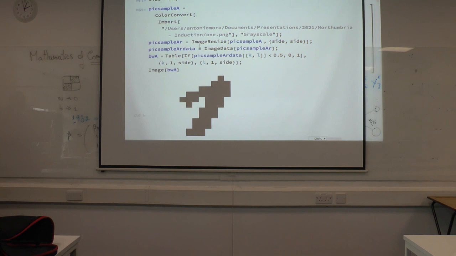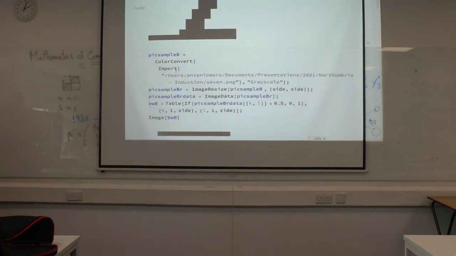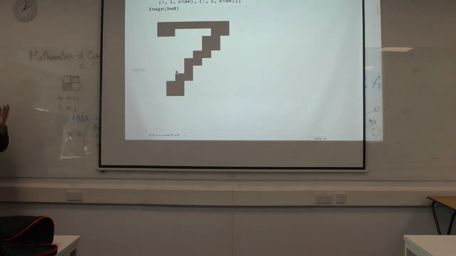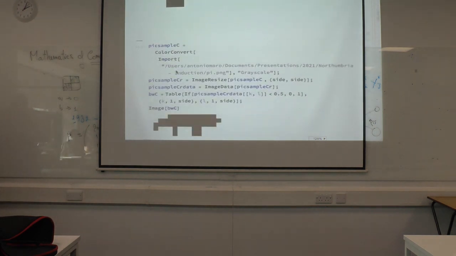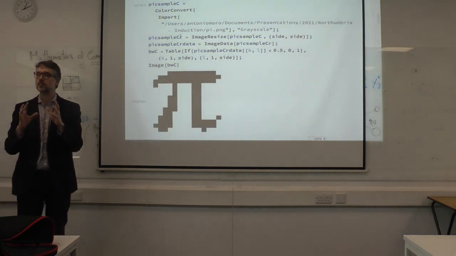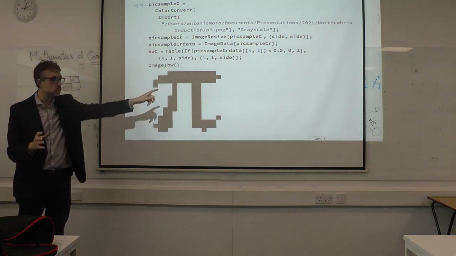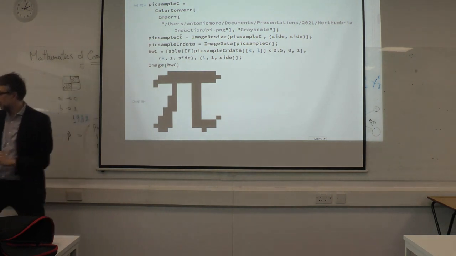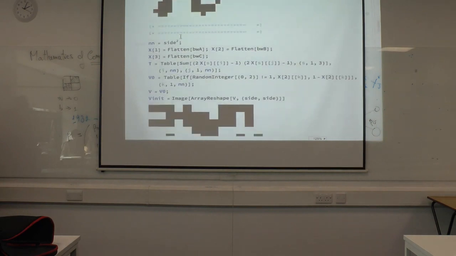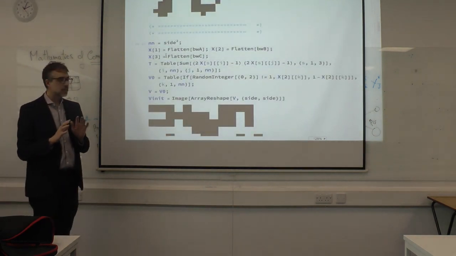This pattern is the number 1, big pixels, but it's the number 1. This pattern is the number 7. And this pattern is the number pi. I now build my matrix beta using these 3 patterns, using the rule I just explained.